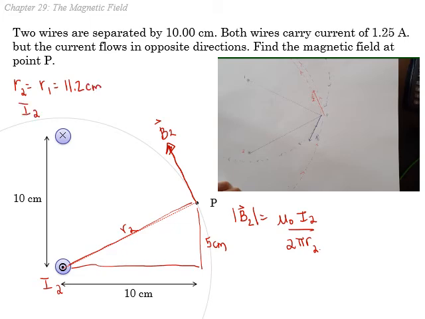And the wire 2 carries the same current as wire 1 did, 1.25 amps. So I can put that in my equation, and I find that the magnitude of magnetic field B2 is the same as the magnitude of the magnetic field of wire 1. And that makes sense because point P is equidistant from both of them, and it carries the same amount of current. On the next slide, we'll find the components of B2.